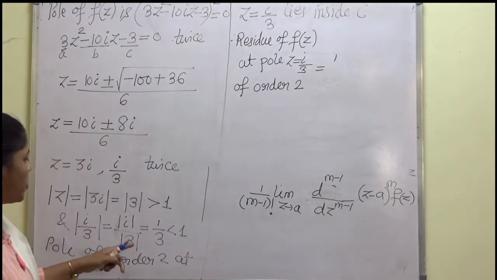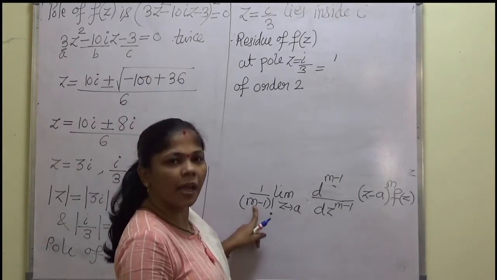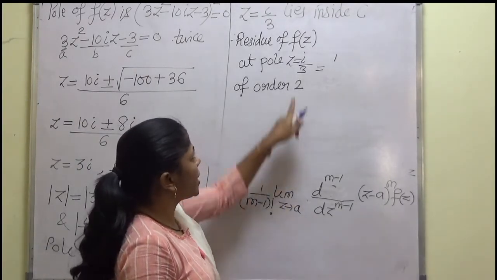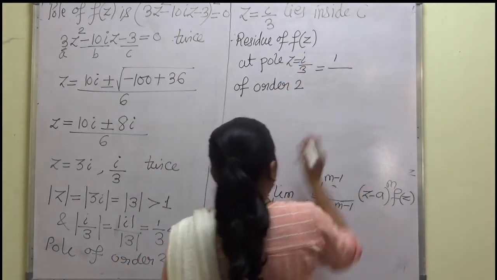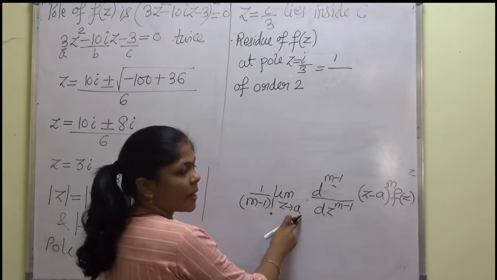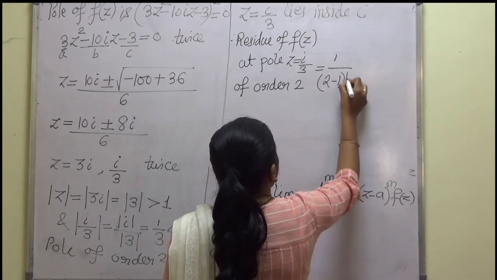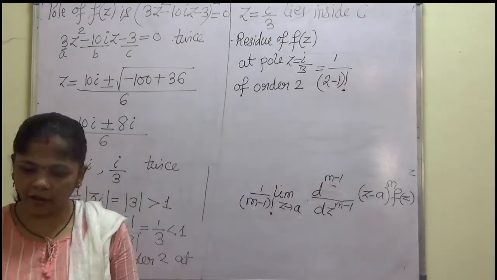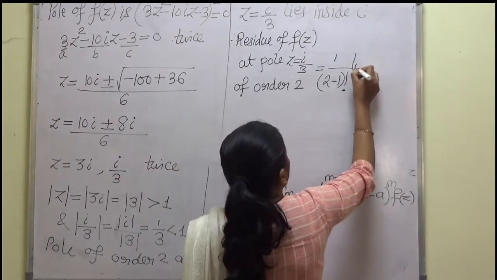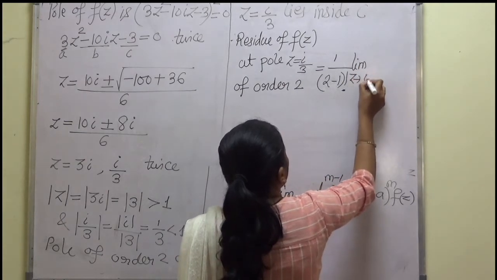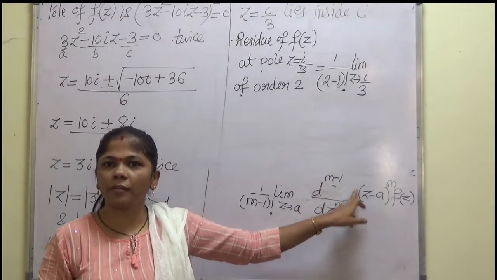What is the order of the pole? The order of the pole is 2, right? That's why m is 2, whereas a is nothing but this pole, which is i by 3. So apply this formula by substituting m as 2 and a as i by 3. So it is 1 upon m is 2, so 2 minus 1 factorial. Then limit z tends to a, z tends to i by 3, m minus 1, that is 2 minus 1, right?